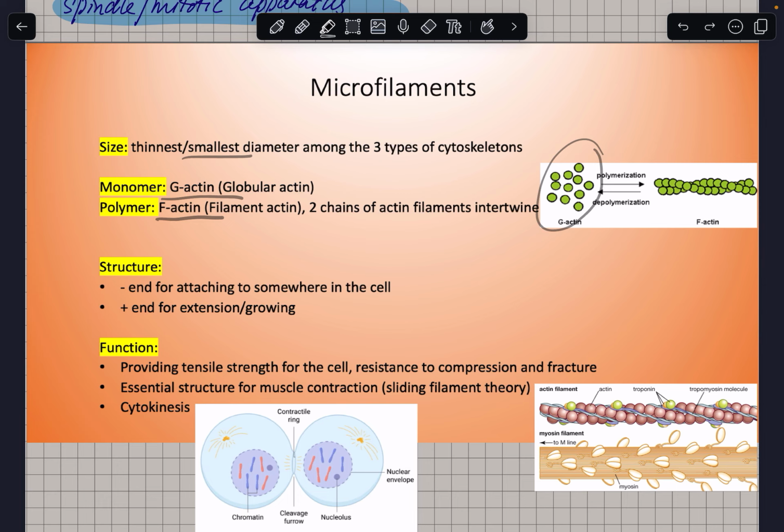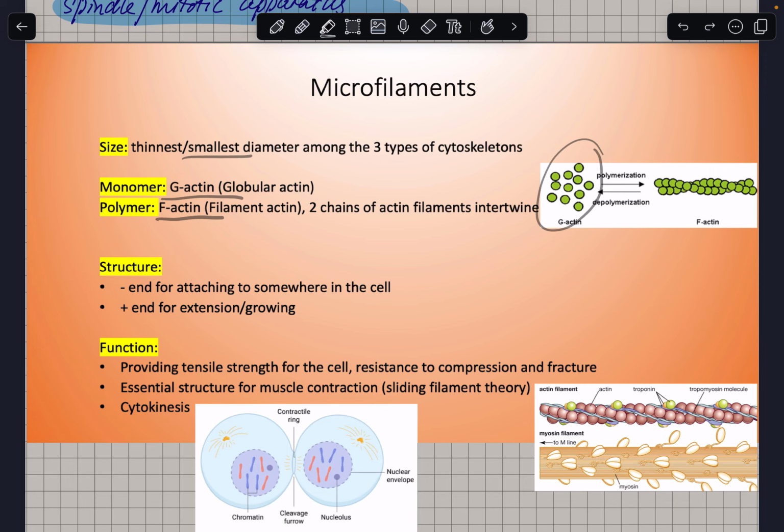The shape is just like two chains that are intertwined together. But just to remind you, even though this looks like a DNA double helix structure, they're not nucleic acids. The G-actins are proteins. And between the two chains, there are no nitrogenous bases. This is a solid structure and they are proteins, not nucleic acids.